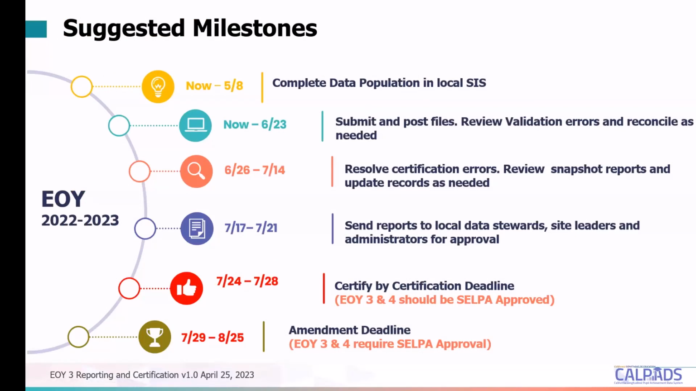Well, we have this slide. It's our suggested milestones. It was crafted so that we can help you make the July 28th deadline and then the amendment window deadline, 8/25. It's very basic, and it does not take into account any other thing you do outside of CalPADS. It does not take into account anyone you have to contact, like an NPS school or a SELPA. It really is just suggested milestones based on CalPADS timelines.